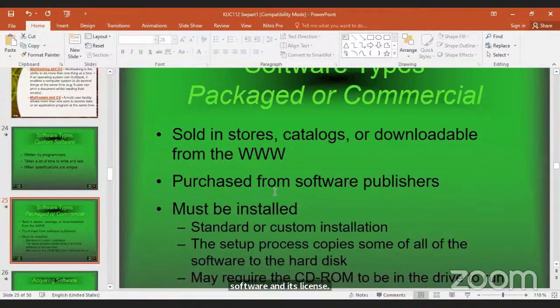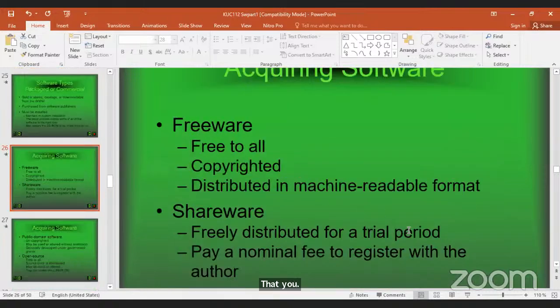Examples include Windows. We also have some antivirus like Kaspersky, isn't it? It needs you to purchase the antivirus and also to have a license. We have some other application software like Photoshop, right? You need to purchase that software and its license. Then we have open source software. Open source software is readily available and free to download. We also call it freeware, okay?